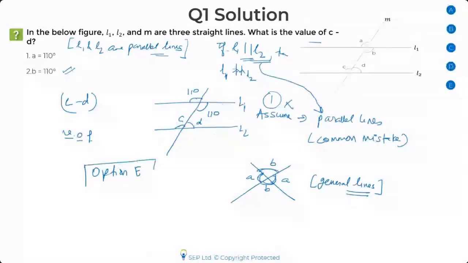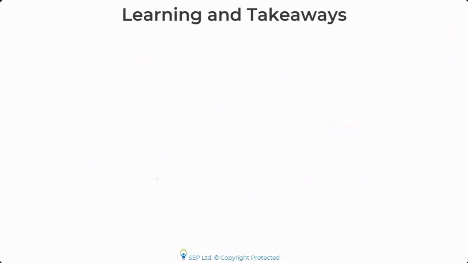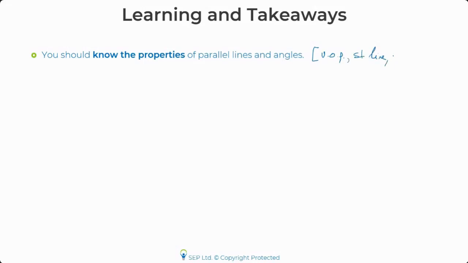The learning and takeaway from this question, a very simple question which I wanted to start with, is to make sure that you know the properties of parallel lines and angles. You should know when you can create vertically opposite angles, when you get straight line angles, vertically opposite, straight lines. You should know what alternate angles are. These are things that I would highly suggest that you learn and understand properly.